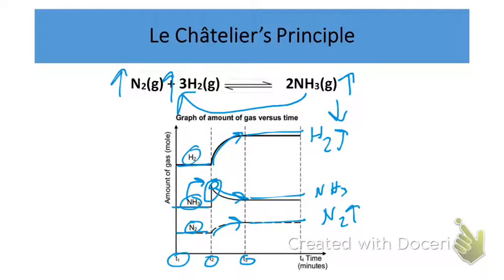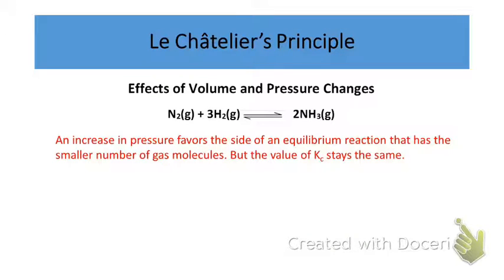But what about, let's say, pressure and volume changes? Okay, this really more or less has to do with gases more than anything else, and that is changes in pressure will change or affect the equilibrium positions. Okay, so the idea here is we have a reaction between nitrogen and hydrogen again, producing ammonia gas, and we're going to look at changes in the pressure.